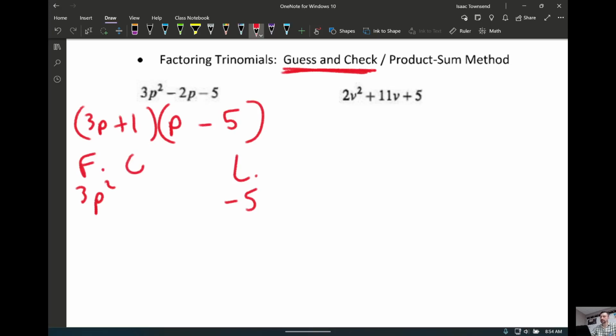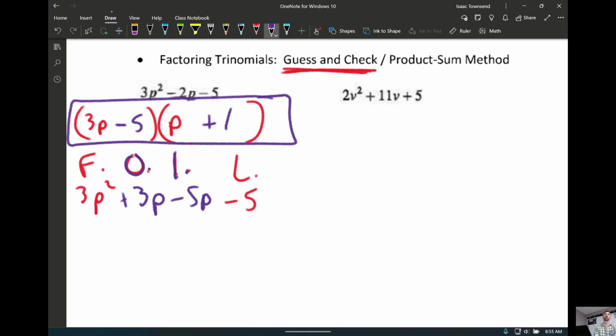So I also have to consider the outer part of FOIL combined with the inner part of FOIL need to give me negative 2p. And right now, my outer part of FOIL would be minus 15p. Combine that with the inner part of FOIL, which would be plus 1p, which would be minus 14p, not negative 2p. So then I have to try something else. I need this to still be true. I could maybe try the minus 5 here and the plus 1 here. You just have to try something else. Now the outer part of FOIL would be 3p, and the inner part of FOIL would be minus 5p, which combines to be minus 2p.